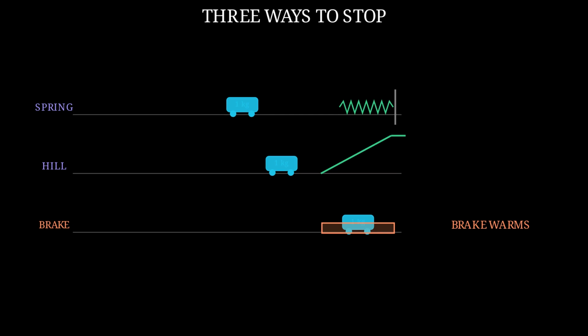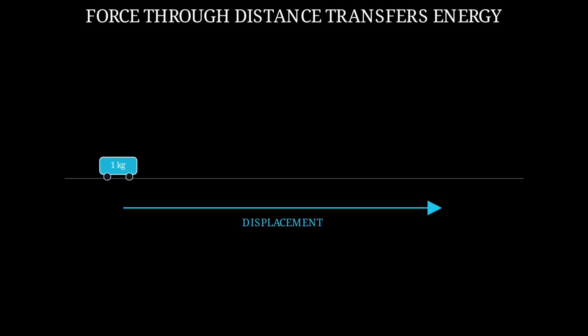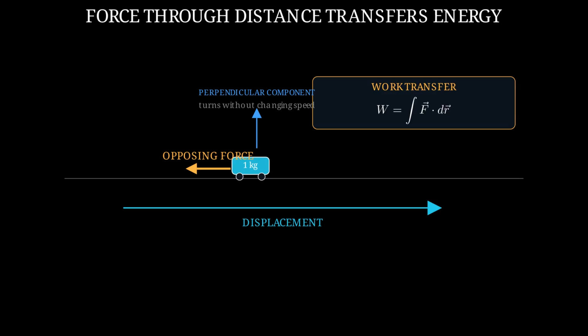That account begins with work. Isolate 1 cart and 1 opposing force. While the cart moves, the force acts through a displacement. We call that transfer work. Only the component of force along the displacement contributes to this mechanical transfer. A perpendicular force can turn the velocity without directly changing the speed.